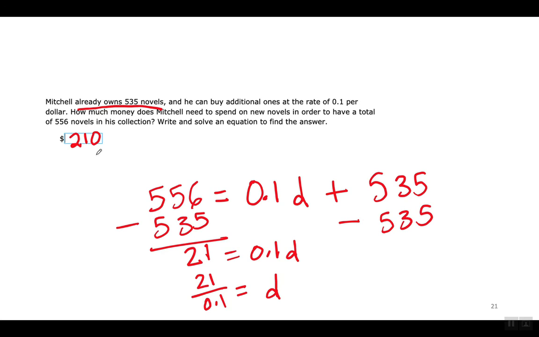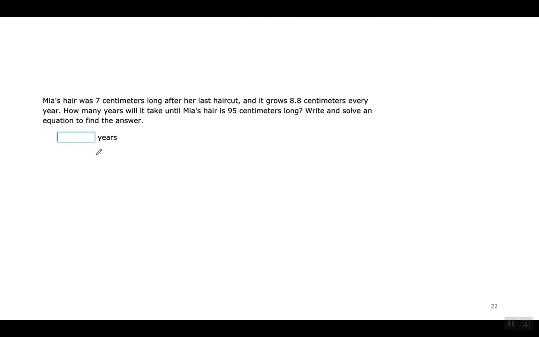All right. And I believe this is the last one. This is the last one. Este es el último ejemplo. It says Maya's hair was 7 centimeters long after her last haircut. Okay, el pelo de Maya mide 7 centímetros largo después de el último pelado. And it grows 8.8 centimeters every year. Crece 8.8 centímetros cada año.